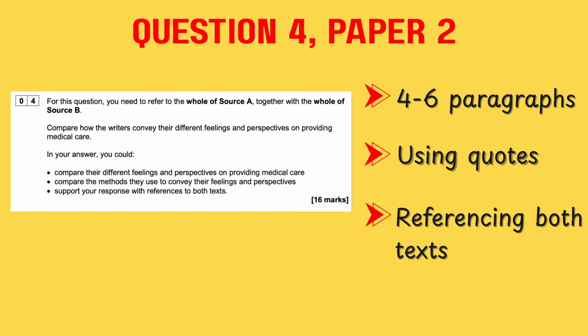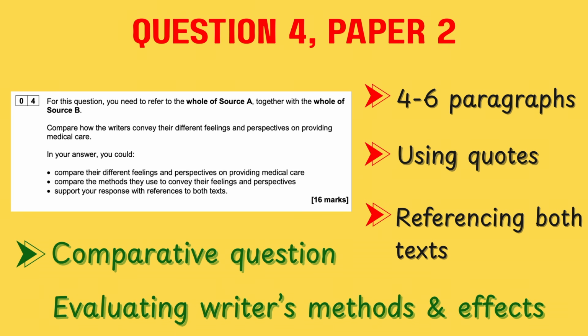This just means be really careful not to write way more about one text than the other. You want to show the examiner that you feel confident discussing both texts. And like we said, the aims for this question are making effective comparisons in our response. And like paper 1, this question 4 also requires us to evaluate the writer's methods and their effects. Of course, what's different is that we are looking at the whole of source A and the whole of source B and analysing both for techniques and themes which we can compare in our response.